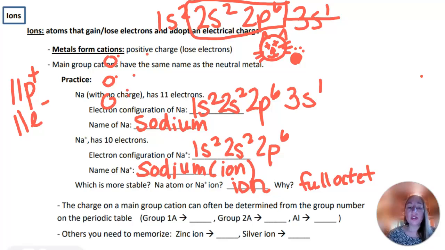Okay, so the charge on a main group cation can often be found by determining the group number, right? It's no surprise that sodium is in that first group 1A and has a +1 charge. So in group 1A, they have a +1 charge, and in group 2A, a +2 charge, and aluminum +3. Others that we need to memorize or know are zinc with +2, and silver is a +1. So again, sodium is going to be a lot more stable in this form.